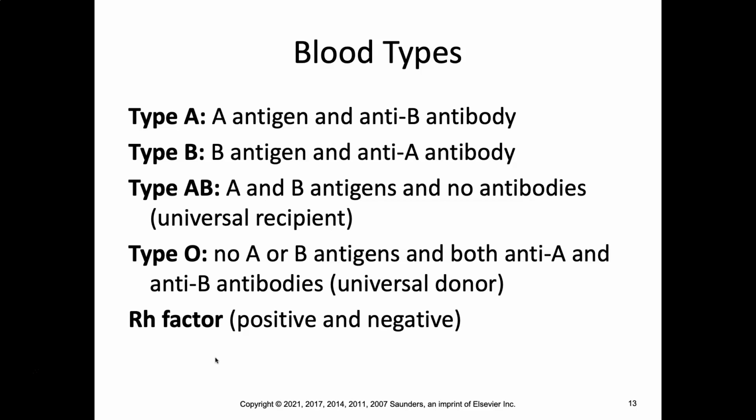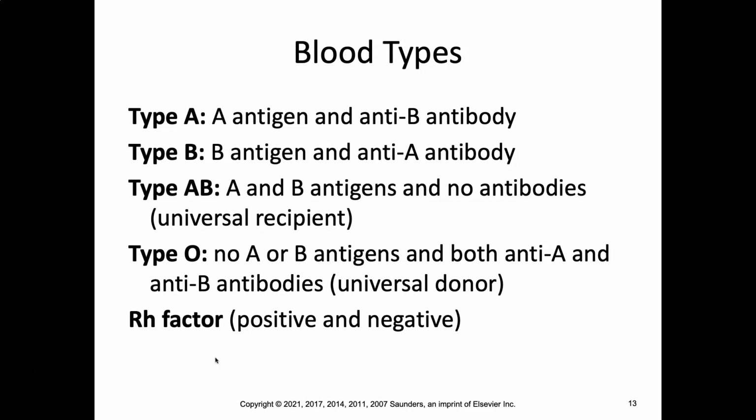Type O has no A or B antigens and both anti-A and anti-B antibodies, meaning it can be a universal donor. So that's why people with type O blood are wanted so often to give blood, because they're a universal donor. That blood can then be used for anyone with type A, type B, type AB, or type O. And type AB can receive any other type of blood, type A, type B, or type O, or type AB if it's available.